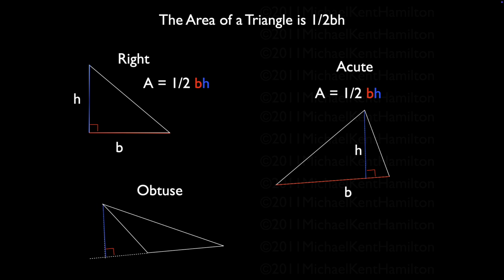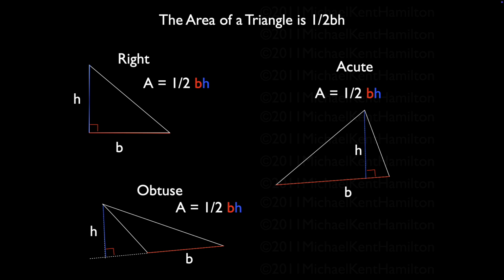The formula for the area is 1/2 the base times height, and the base is the length of one side perpendicular to an altitude drawn in that triangle, as indicated by the blue and red segments in each triangle. Here, B is the length of the base, and H is the length of the altitude perpendicular to that base.